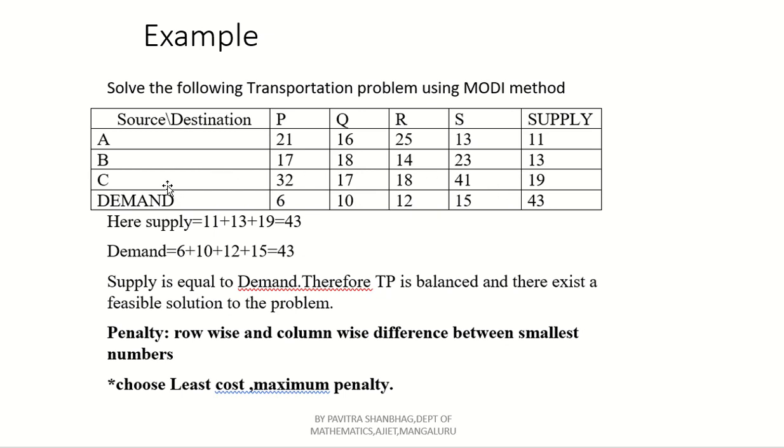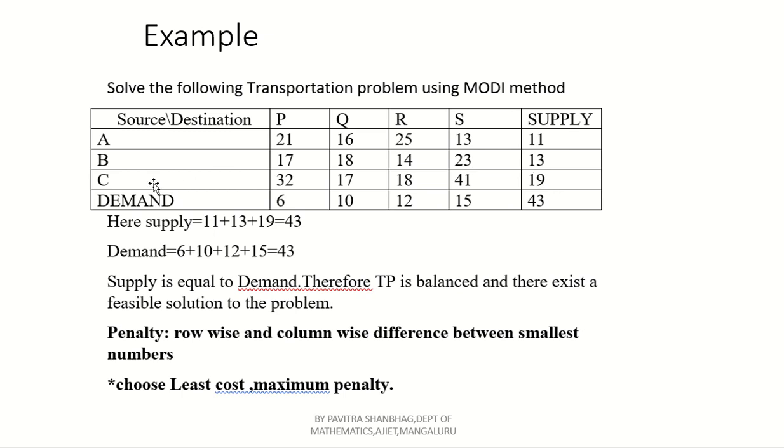Next, from the source C to the destination P is 32. From the source C to the destination Q is 17. From the source C to the destination R is 18. From the source C to the destination S is 41. And the supply from the source C is 19 units.